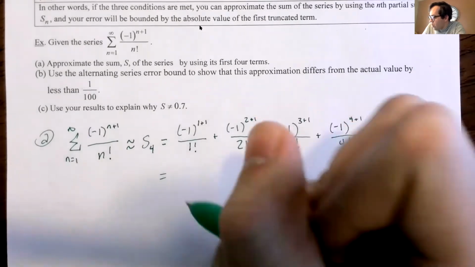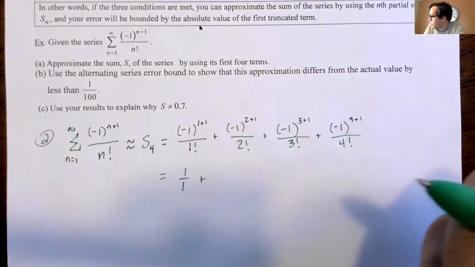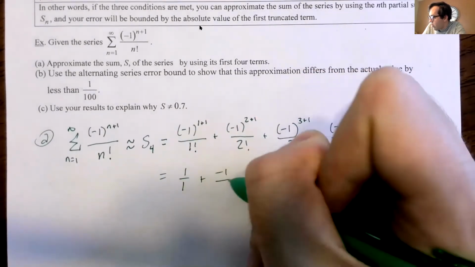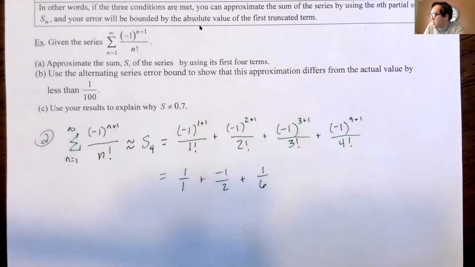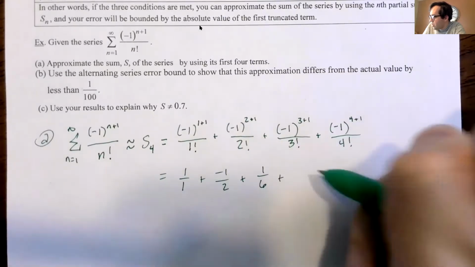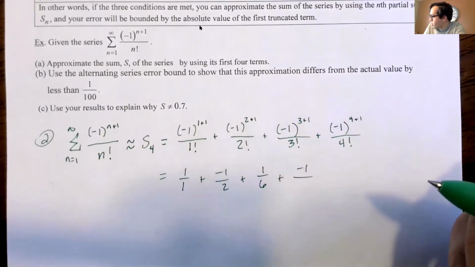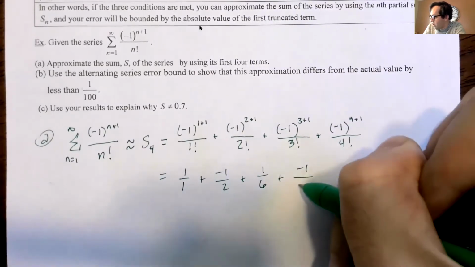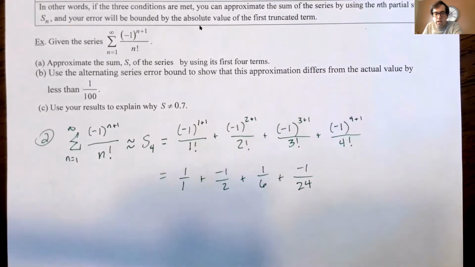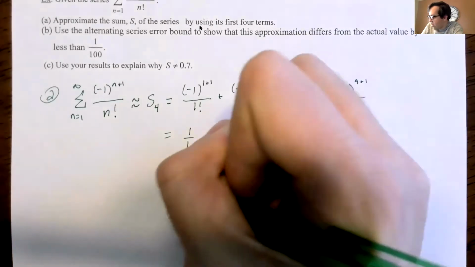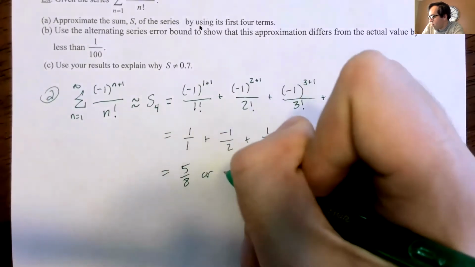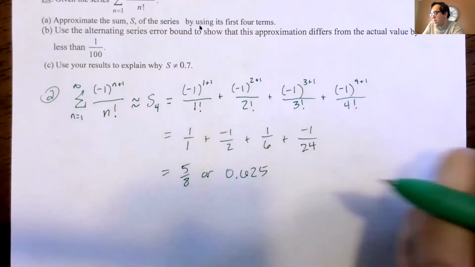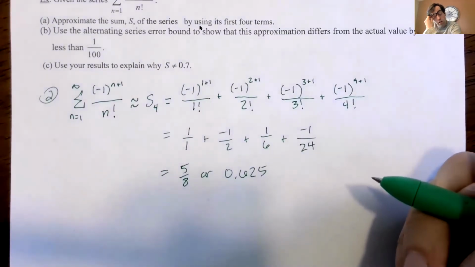So what happens here? We get 1 over 1 plus -1 over 2 plus 1 over 6, 3 times 2 times 1, plus -1 over 4 times 3 times 2 times 1, which is 24. And if we add all of these together, we're going to end up with 5/8 or 0.625. And in this question, a decimal or a fraction would both be valid answers.